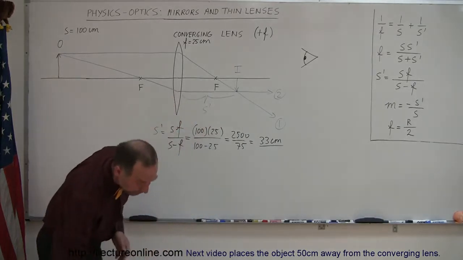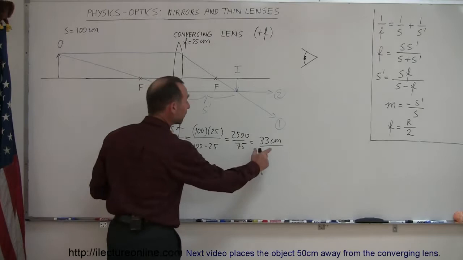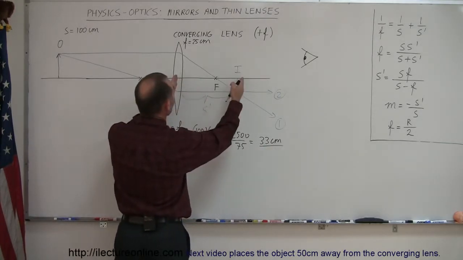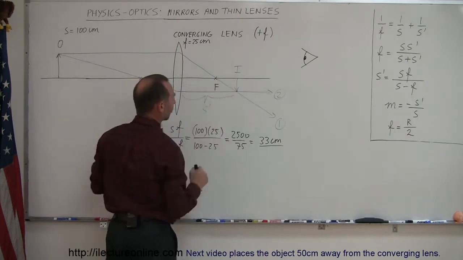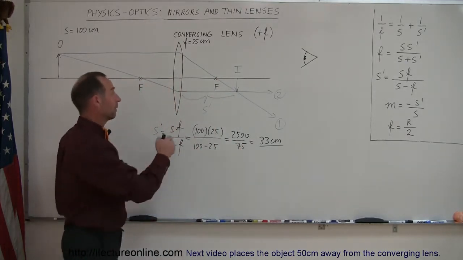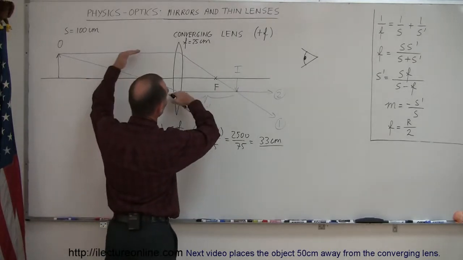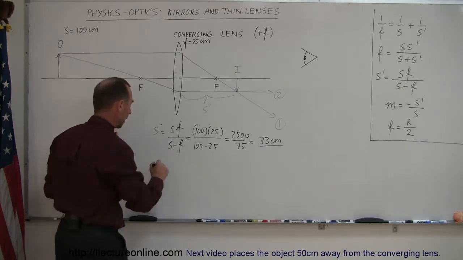All right. What does that tell us? It tells us that the image is 33 centimeters behind the lens, so that looks about right. If this is 25 centimeters, that's 33. The fact that it's positive means that it's a real image. It happens to be behind the lens. The rays converge to a single point, so everything points to it being a real image. So I is real.